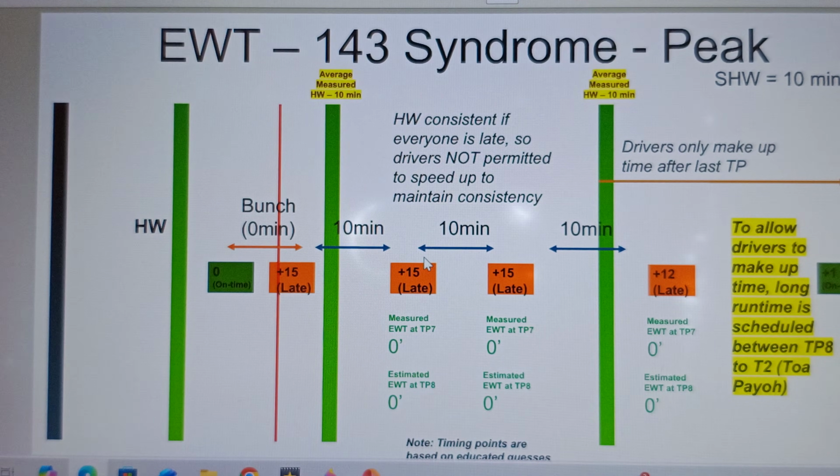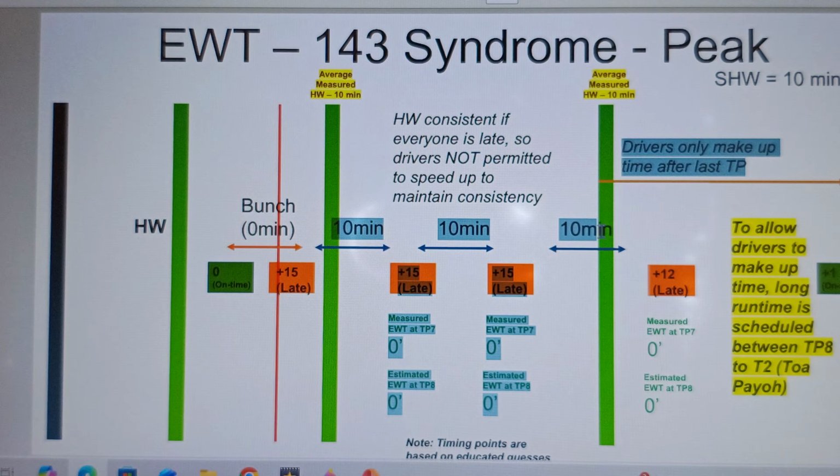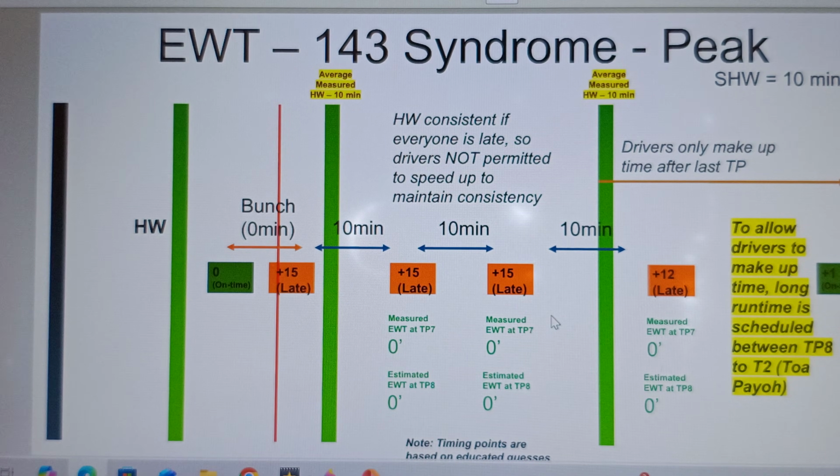So again, this is tailored according to Singapore. As you can see, everybody is late. Late, late, late, late, on time. But the main point is that they are consistently late.